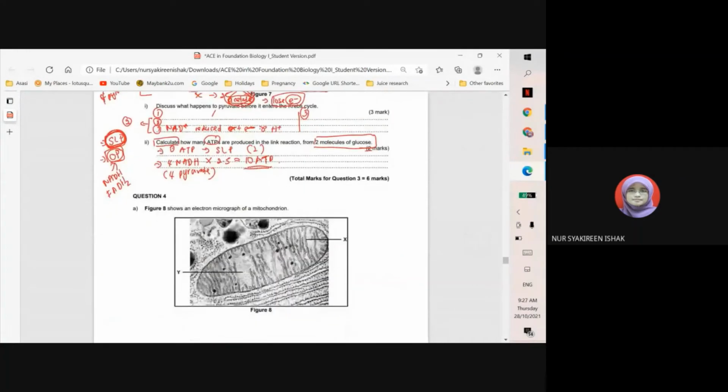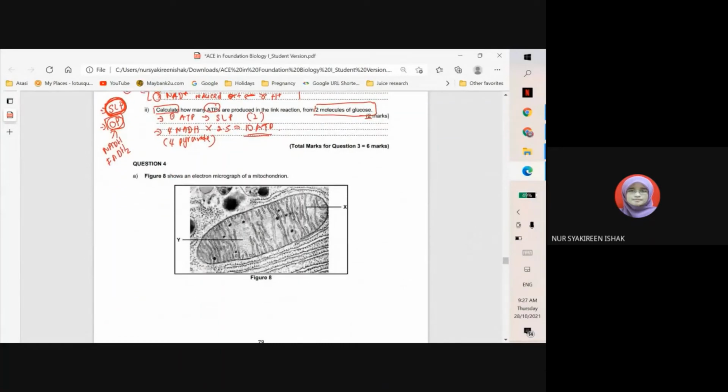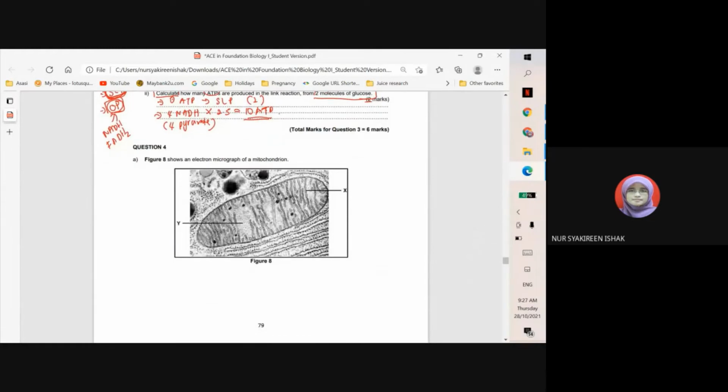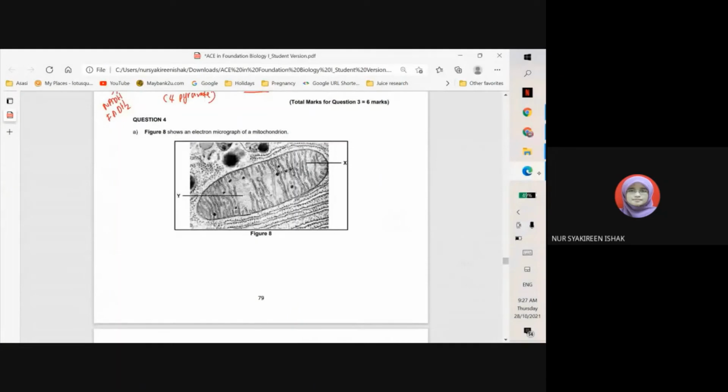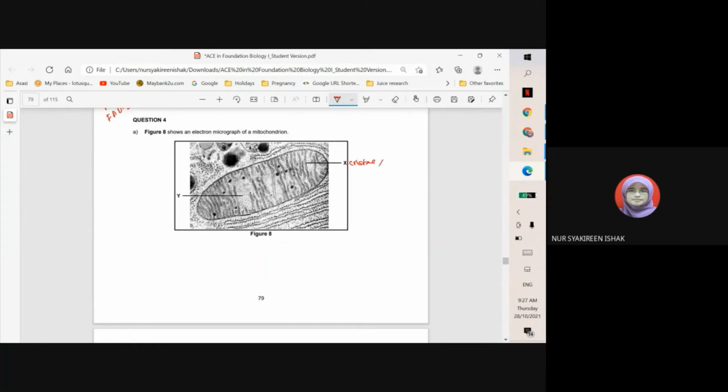Okay. So the next question number 4. Figure 8, okay, shows an electron micrograph of a mitochondria. Okay, so as you can see, X is actually what? Cristae or inner membrane of mitochondria. Y is matrix of mitochondria.